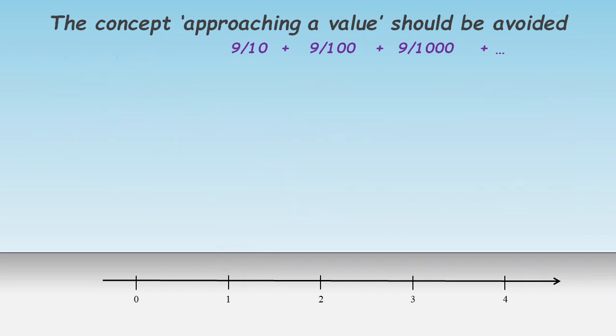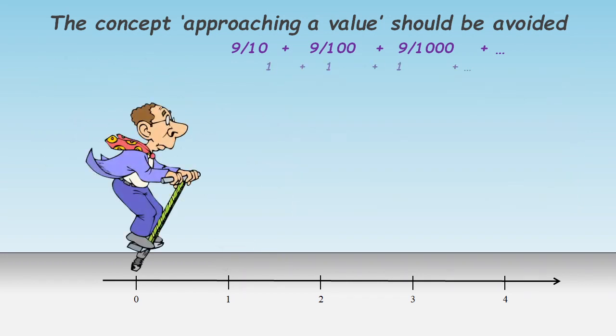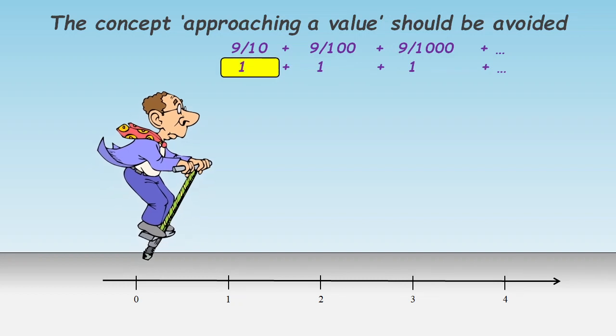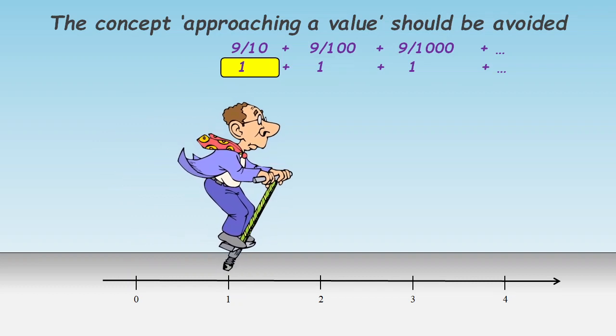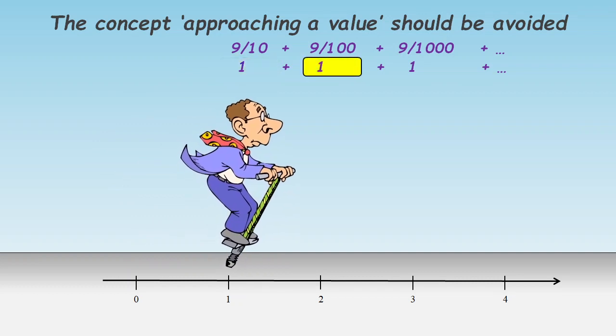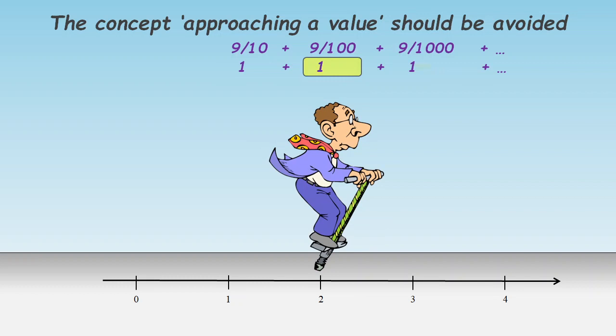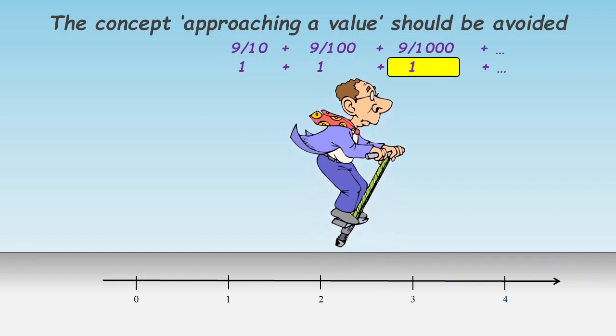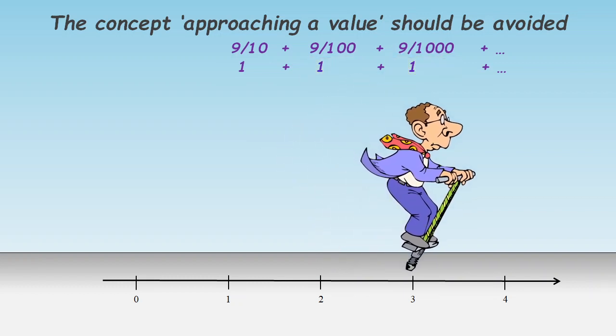Now let's consider a different series, 1 plus 1 plus 1 and so on. The first jump takes us to exactly position 1. The next jump takes us to position 2. The third jump takes us to position 3 and so on. This is clearly not approaching a fixed value.